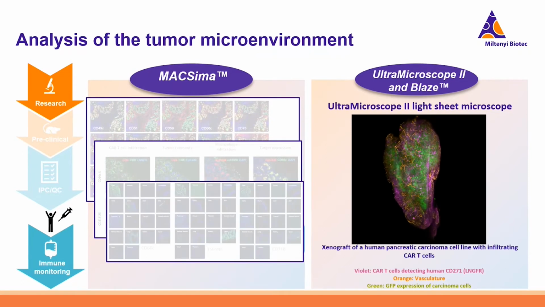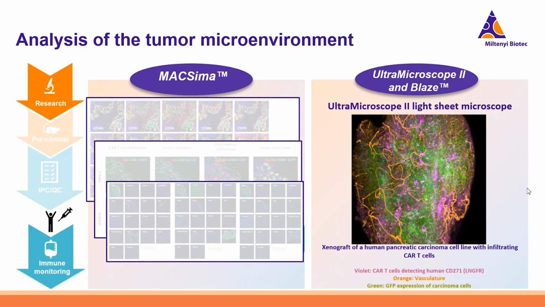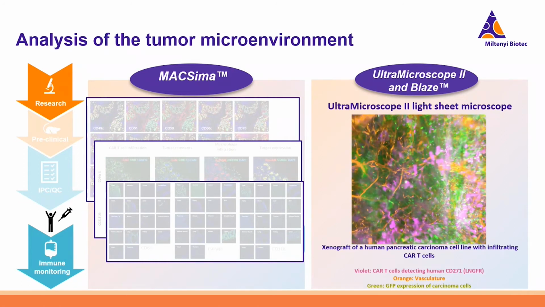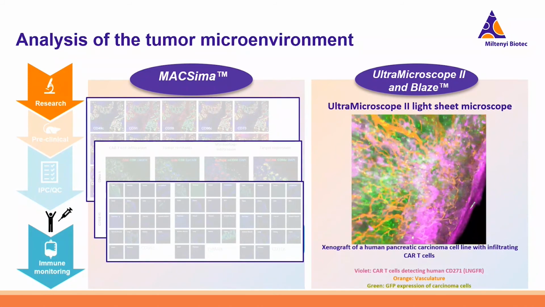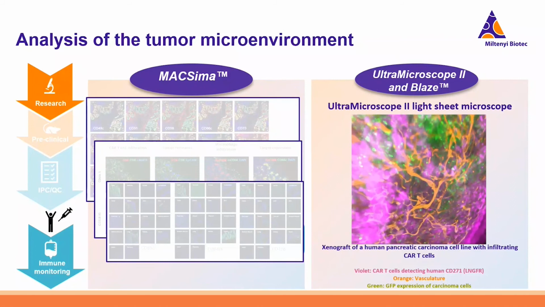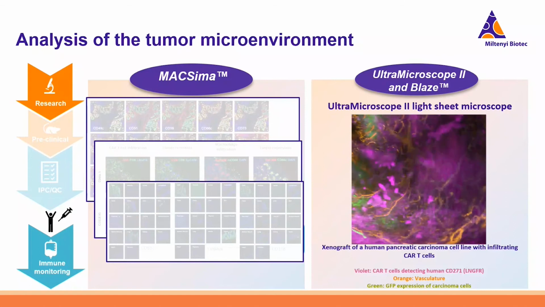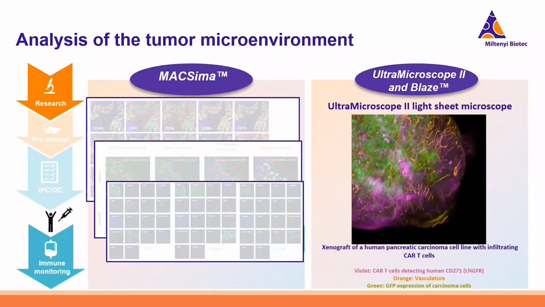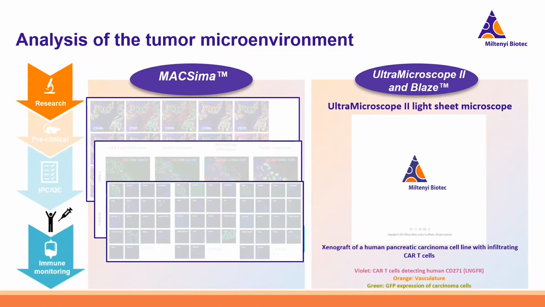Then for the ultra microscope, I have here a nice video for you so that you can see it live. What we can see here is again a pancreatic carcinoma, and in pink are CAR T cells, in green the tumor cells, and in orange the vasculature. So there you can really see in a 3D model how the CAR T cells infiltrated the tumor and how the CAR T cells are interacting with tumor cells, which gives you some more in-depth knowledge about your tumor microenvironment.